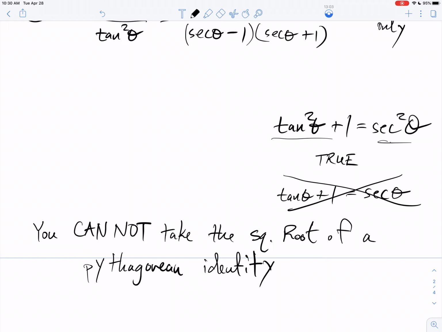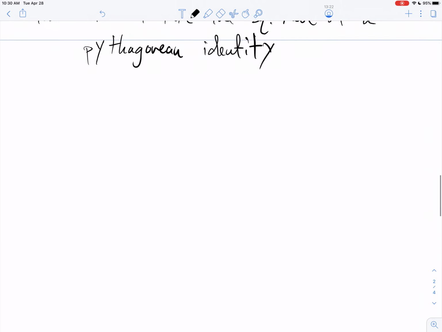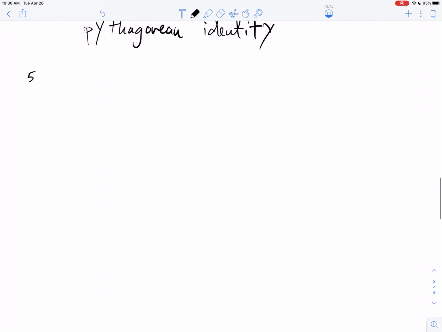So the cot and 1 csc thing, you can't take the root of both sides. The tan and 1 sec thing, you can't take the square root of both sides. This right here is true. This is never true. Ouch. So watch out. But there's my hint for number 49. All right, here we go. And we're going to number 51.